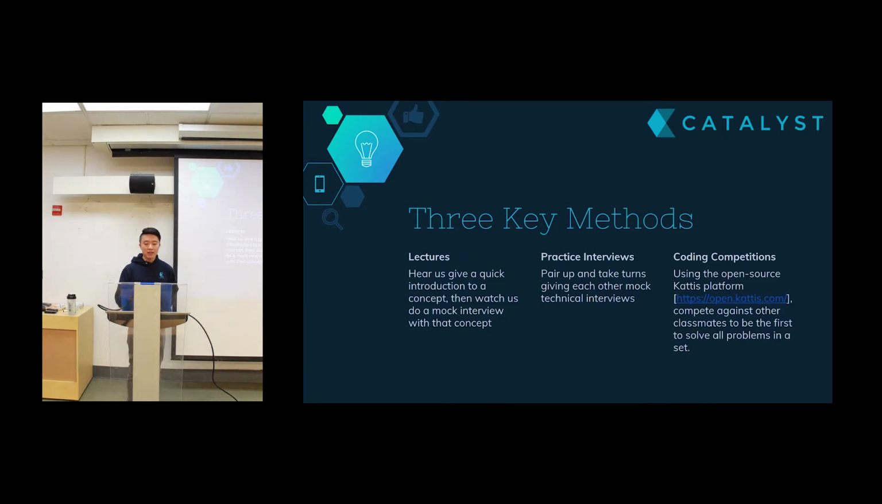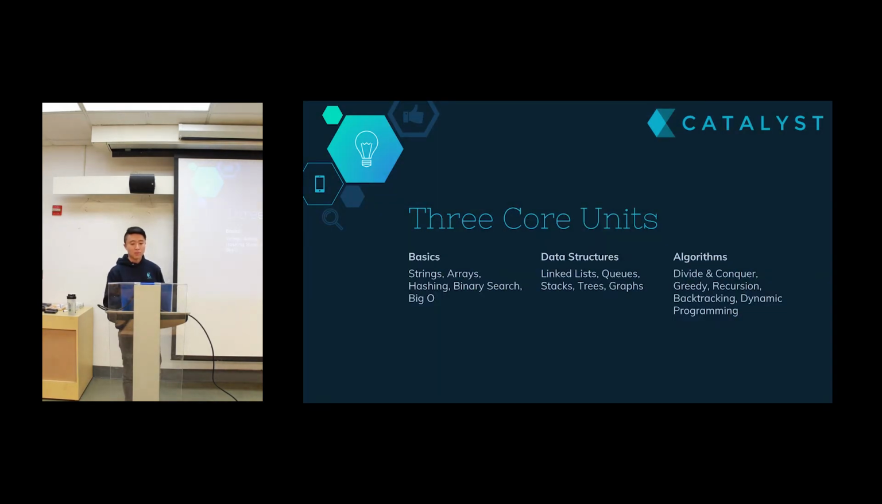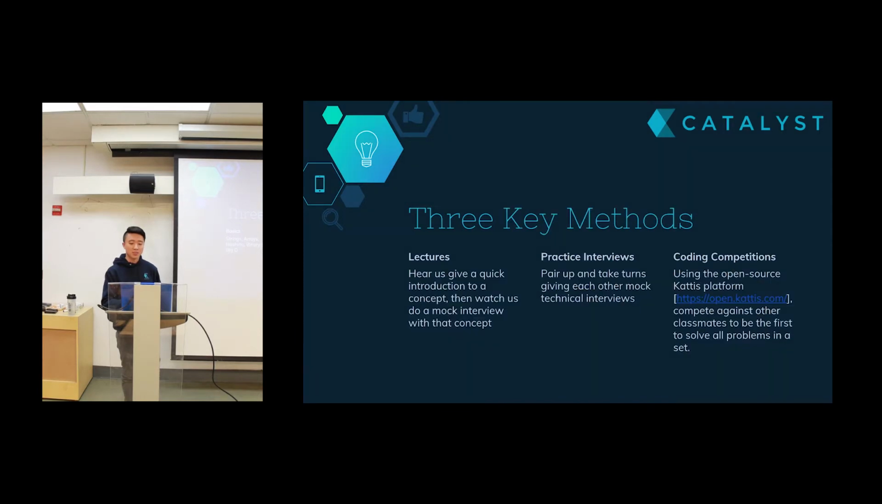These happen at the end of every one of the 3 units: the basics, the data structures, and the algorithms. Finally, we have coding competitions, and we use the open source Caddis platform to do this. Caddis basically is like an online judge. I don't know if y'all have competed in ACM ICPC, or whether y'all have used HackerRank or something like that. But basically, you submit your code and it spits out whether or not you were able to do things right.